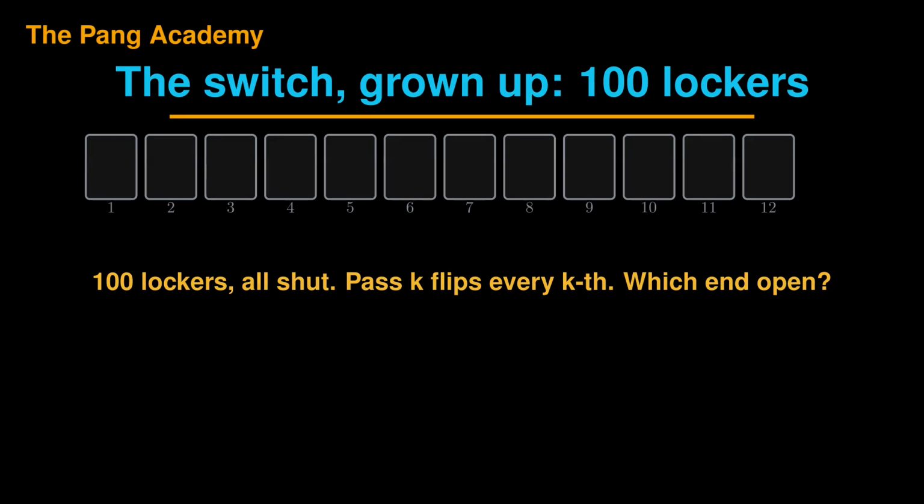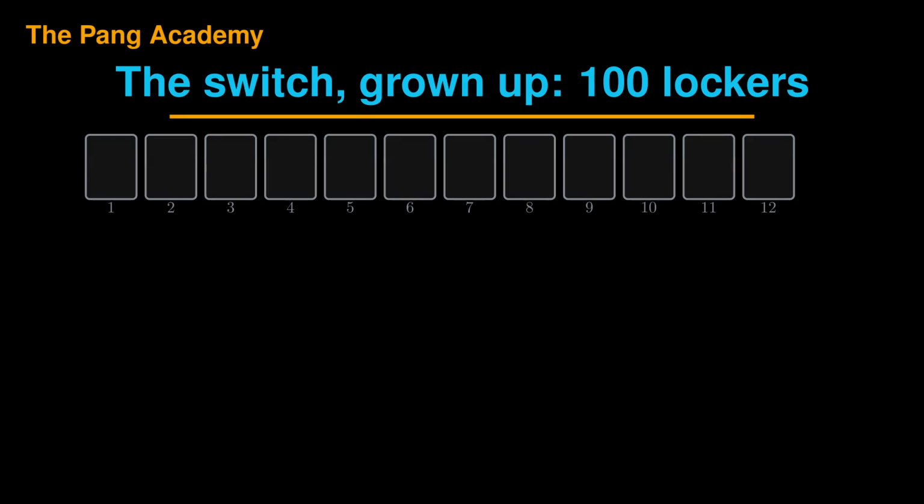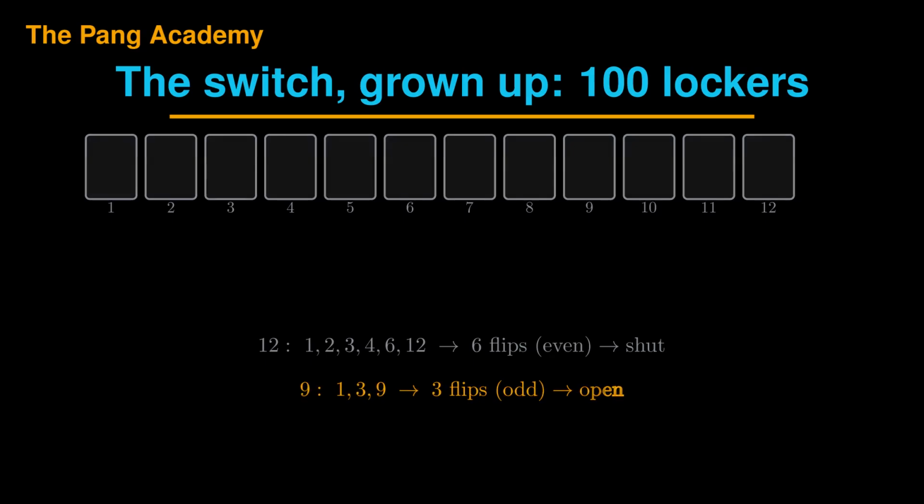A locker is open only if it was flipped an odd number of times. And it gets flipped once for each of its divisors. 12 has 6 divisors, which is even, so it ends shut. 9 has 3, 1 and 3 and 9, which is odd, so it stays open.